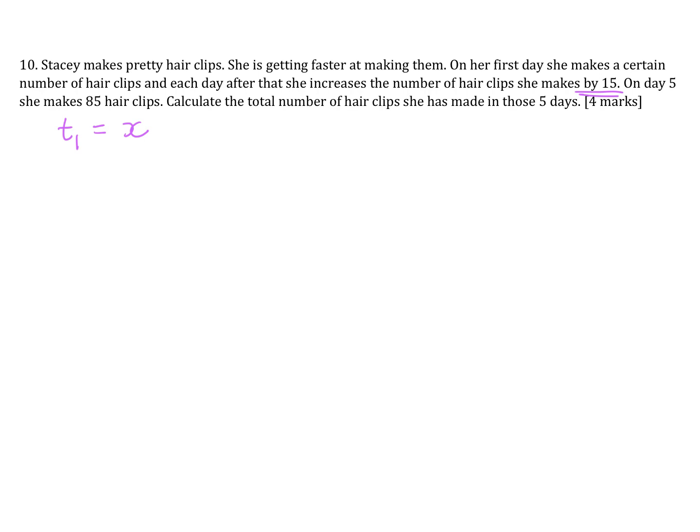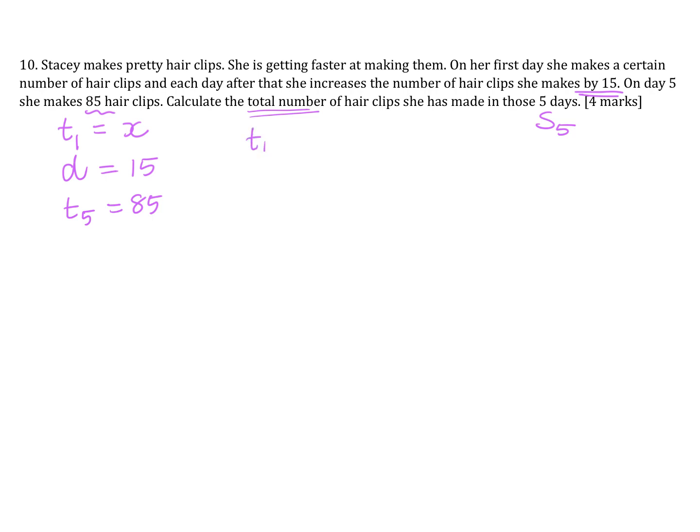Okay, so we've got a difference here. So each day she is making a difference of 15. She's making 15 more. This is an arithmetic sequence. And term 5 of the sequence is 85. We are after the total number of hair clips she makes in those 5 days. That's going to be the sum of the first 5 terms. Now to do that, I really need to find term 1.